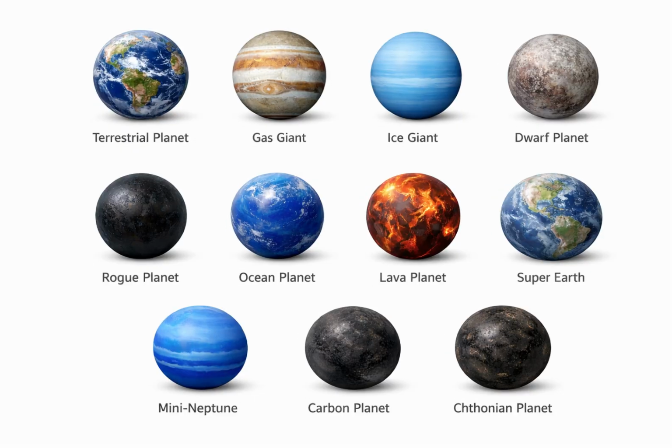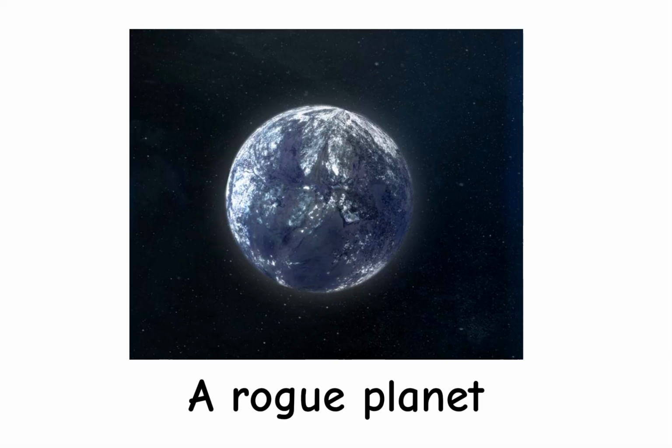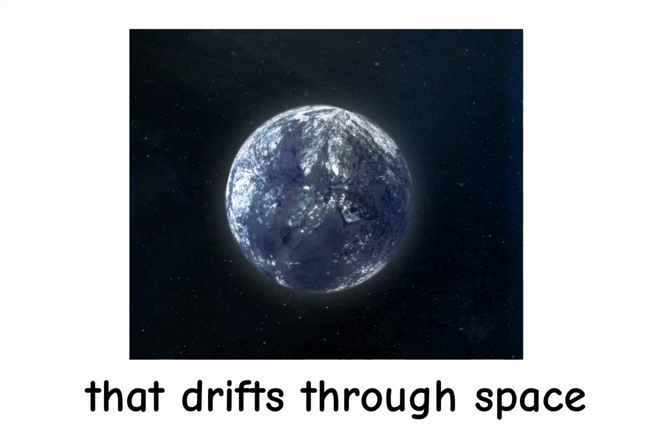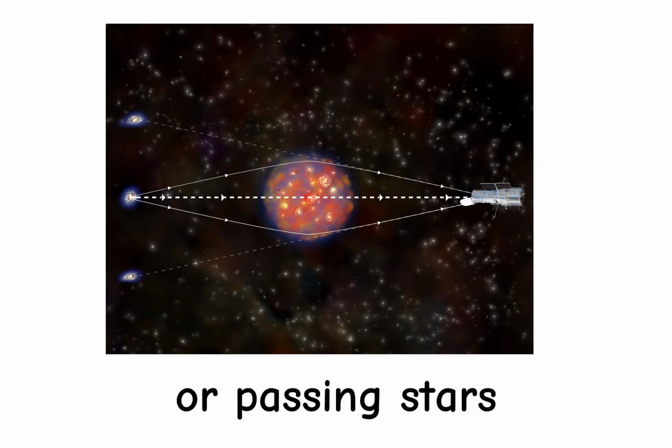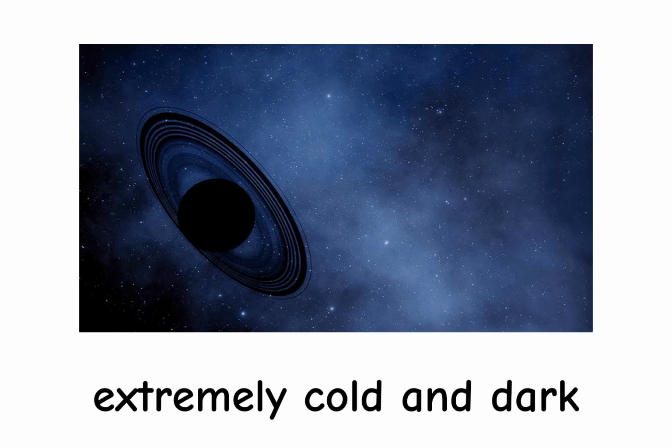Rogue planet. A rogue planet is a planet that drifts through space without orbiting a star. These worlds likely formed in normal planetary systems, but were later ejected by gravitational interactions with larger planets or passing stars. Without a star to warm them, rogue planets are extremely cold and dark.